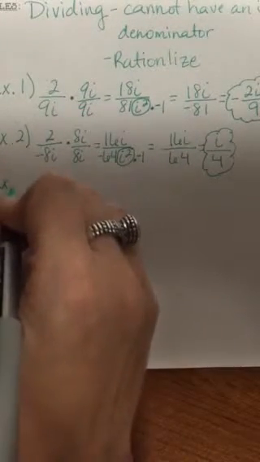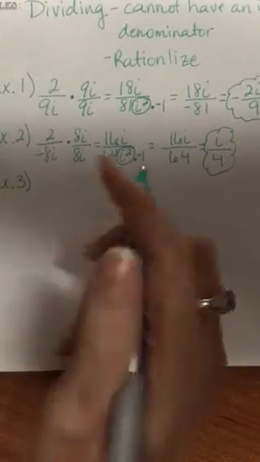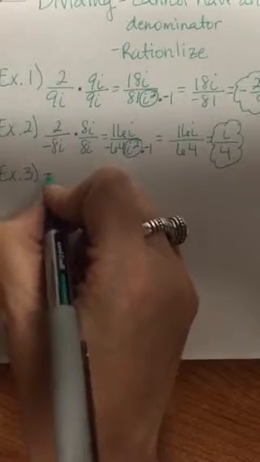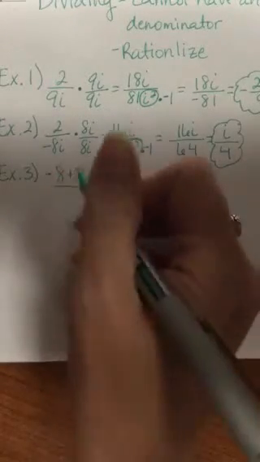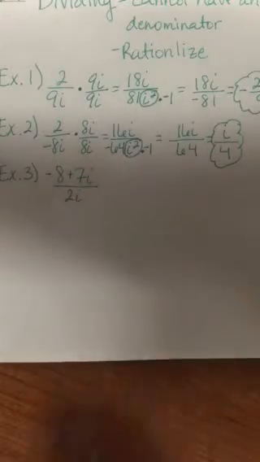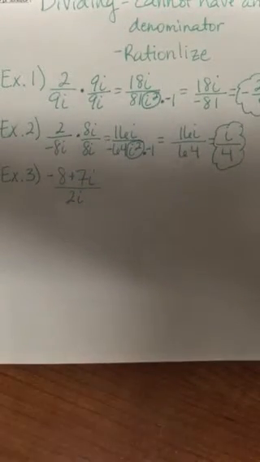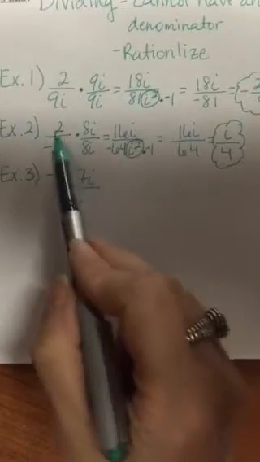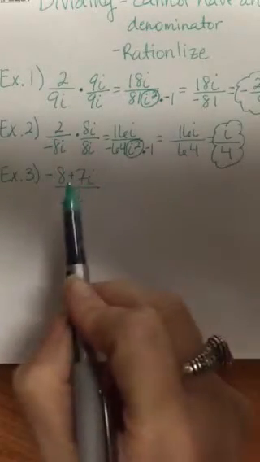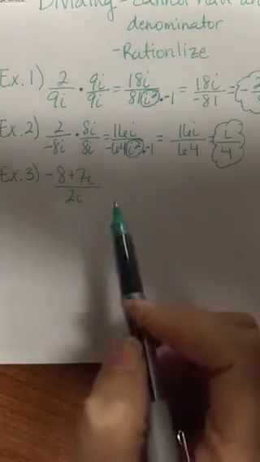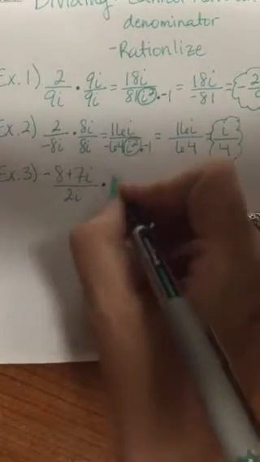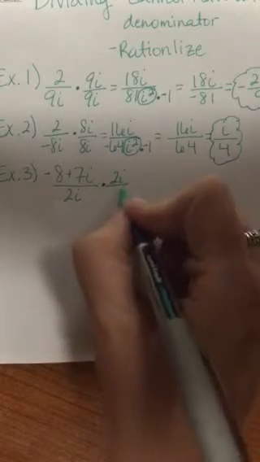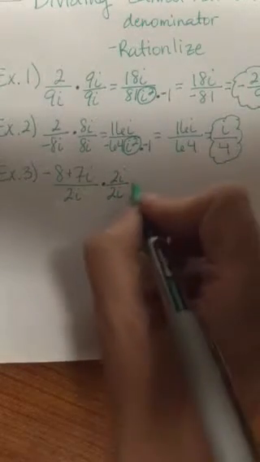So moving on to some that are a little more challenging. If we had in the numerator -8 plus 7i divided by 2i. Okay? So now in the numerator we don't have just one term, we have a binomial, and it's a complex number with an I in it, right? So we're going to have a little bit of extra work. So we're still going to rationalize by multiplying by the denominator. So I multiply by the denominator on top and on bottom.